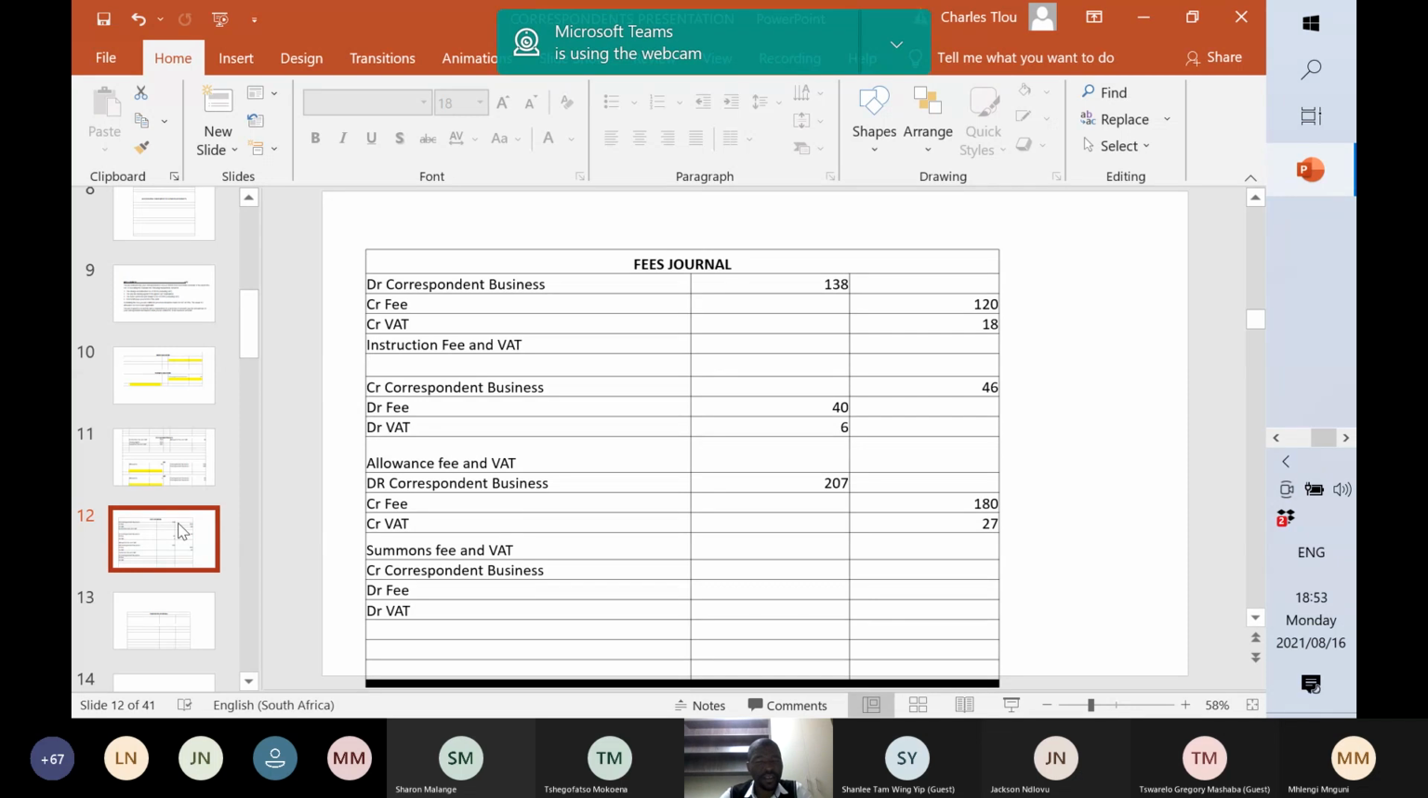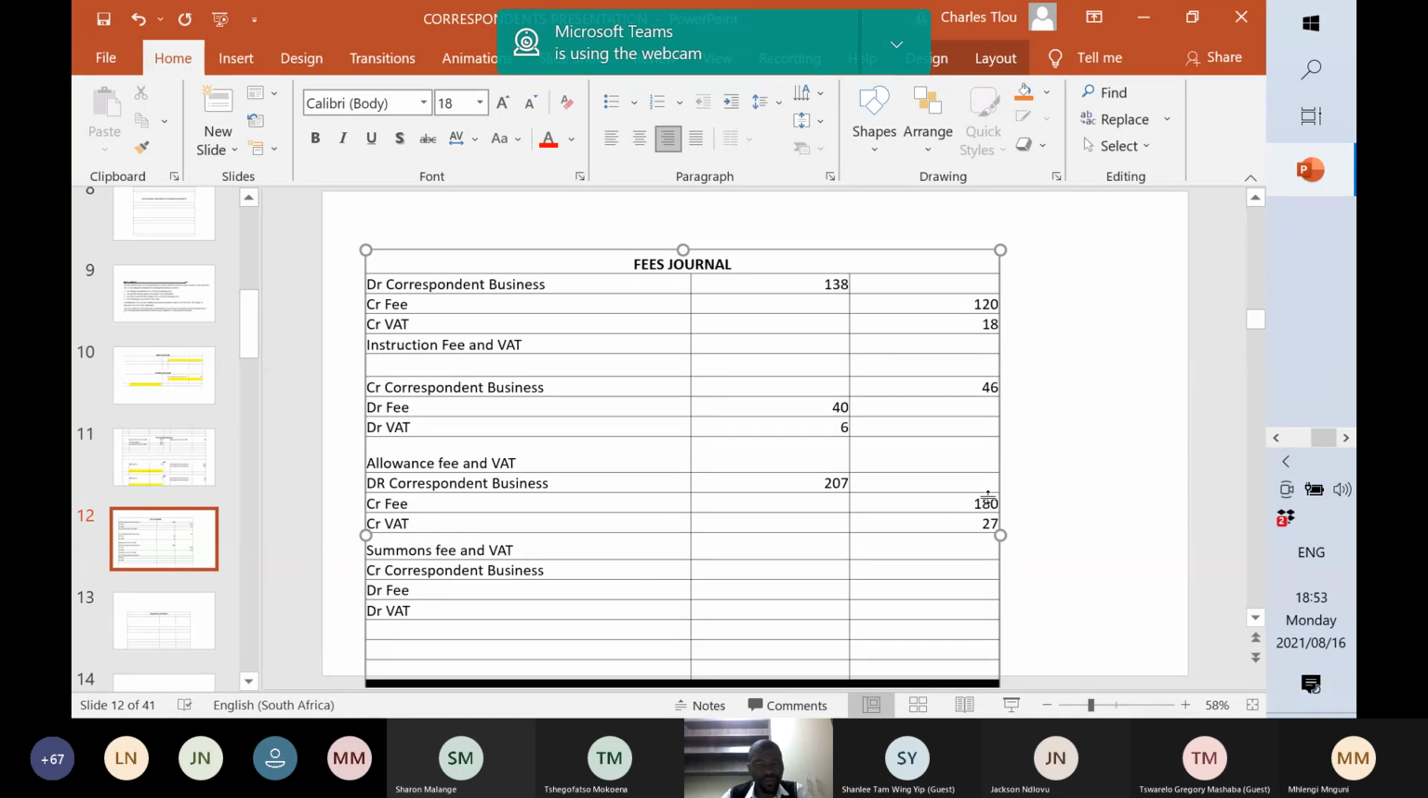And now that is where you're going to give an allowance. As I said, the direct opposite. You debited correspondent business, now you credit correspondent business. Credited fee and VAT, now you debit fee and VAT. Now let's start with our fee. Our fee here is 180.